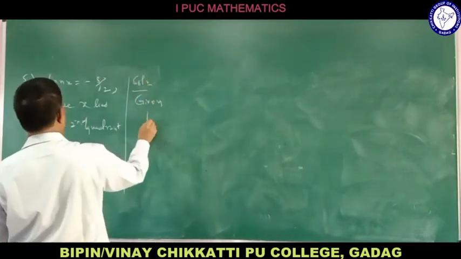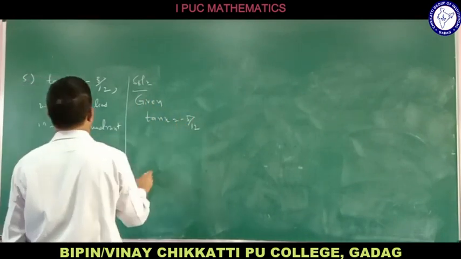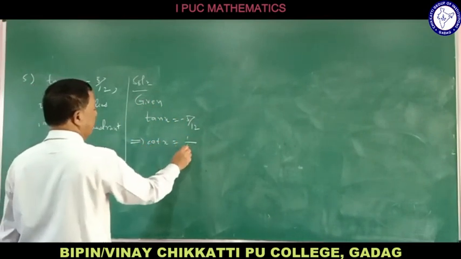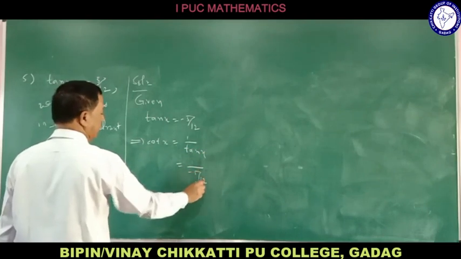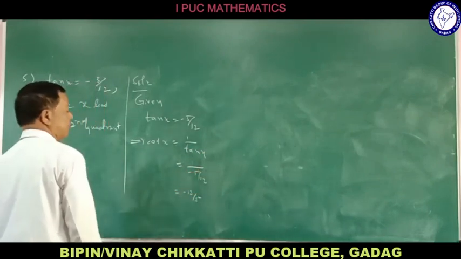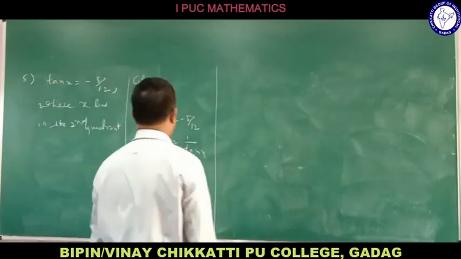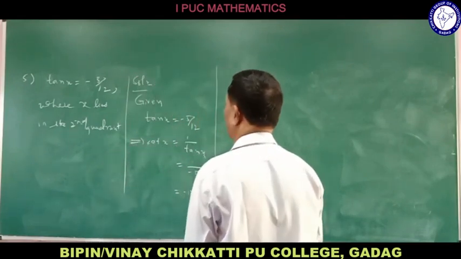Given is tan x is equal to minus 5 by 12, and ultimately cot x is equal to 1 upon tan x, 1 upon minus 5 by 12, this is minus 12 by 5. So tan x and cot x is over. Now here you have to find out cos x.